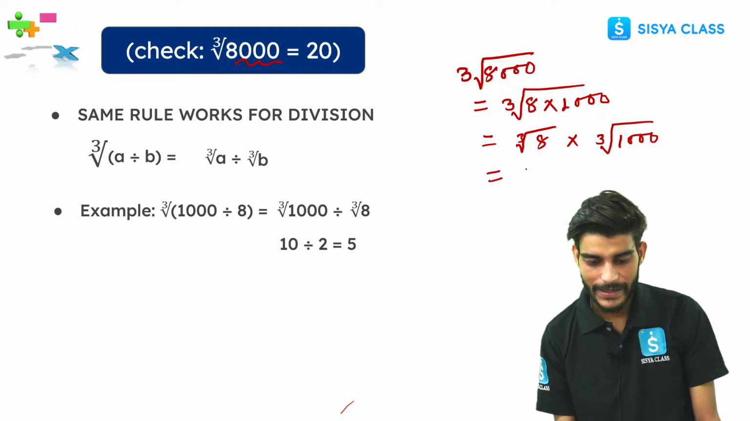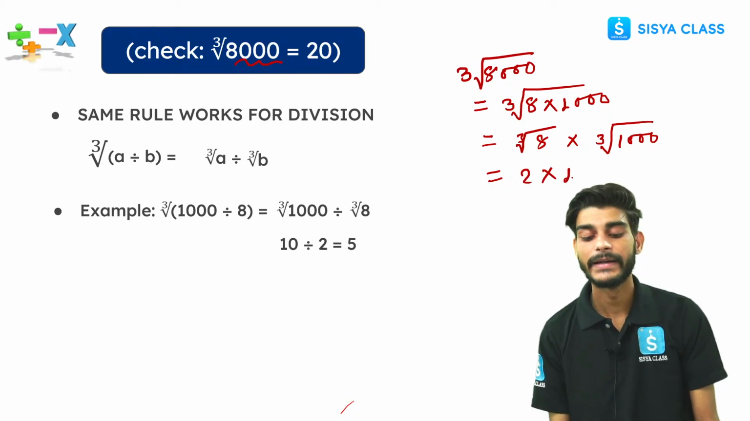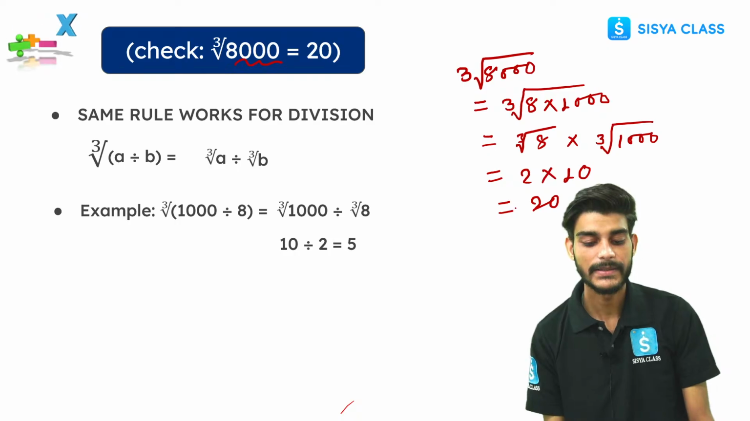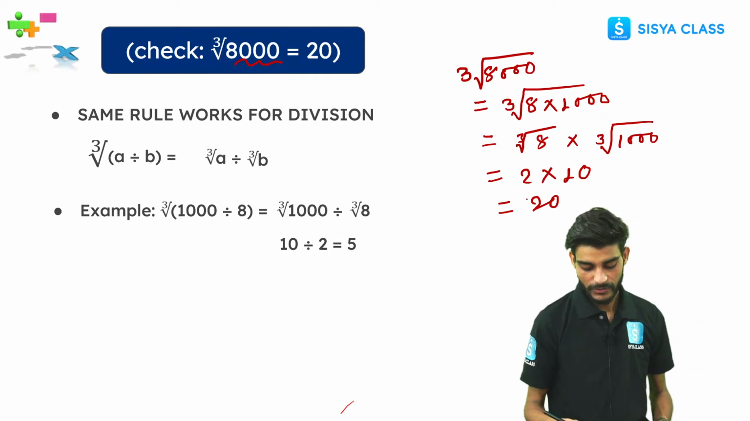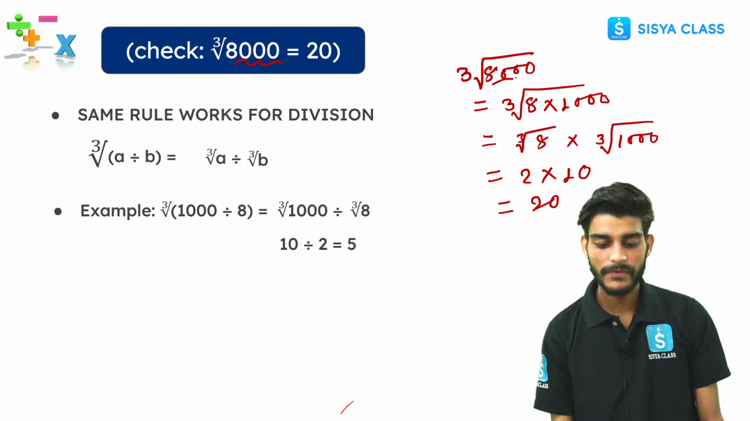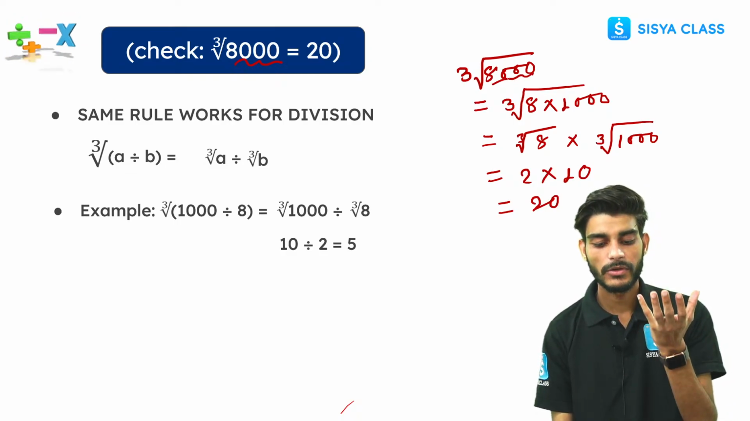So cube root of 8 will be 2 and cube root of 1000 will be 10. So 10 into 2 is 20. Simple, right? So 8000 was a big number. So what you did, instead of finding the cube root of 8000, you find its product, right? Whose cube roots you know.